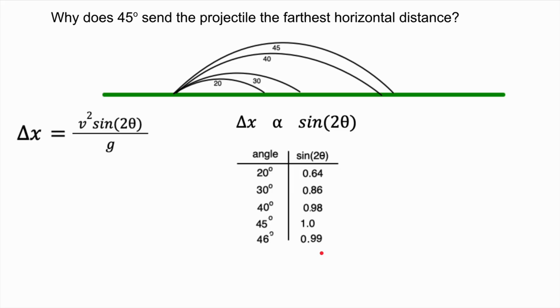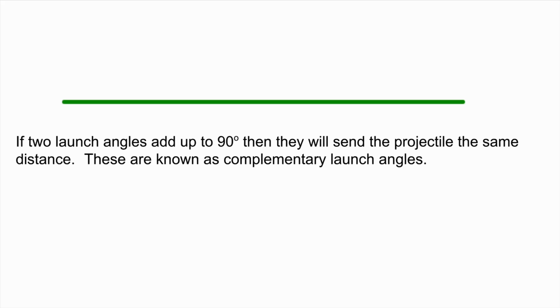You'd never have to get this far into the weeds on the AP Physics test, but I do think it's interesting. If two launch angles add up to 90 degrees, and they do like to ask this, then they'll both send the projectile the same distance horizontally, and we call these complementary launch angles.